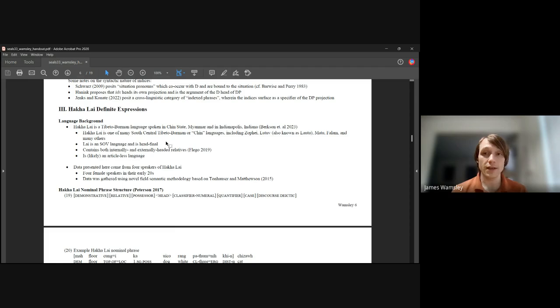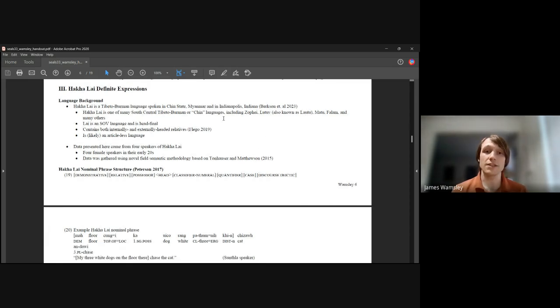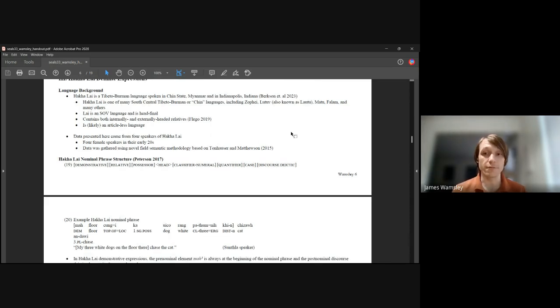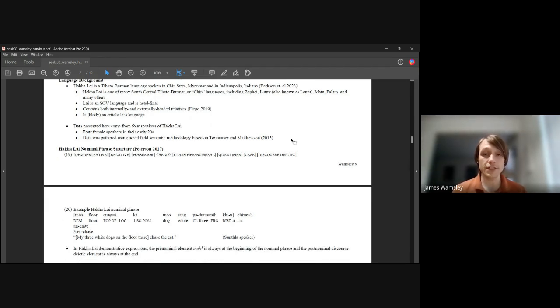It's SOV and head final, has internally and externally headed relatives, and it's likely an articleless language, though that's something I'm still investigating. The data that I present here come from 4 speakers in their early 20s. They're from Hakka, Vongtu, Tanplang, and Sunpla, and I cite that in each piece of data. I gathered the data that I'm presenting here today based on Tonhauser and Matthewson's methodology, which I can talk more about later.